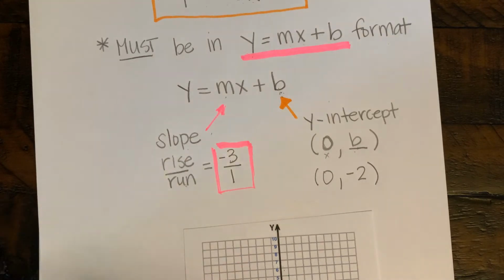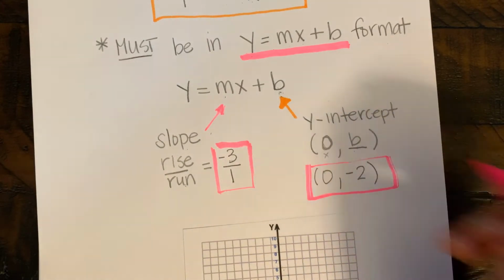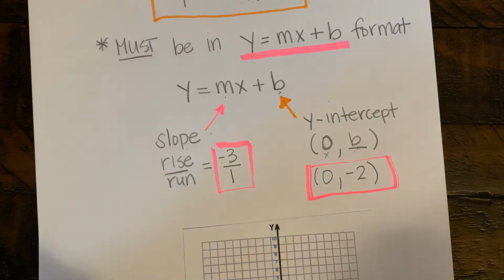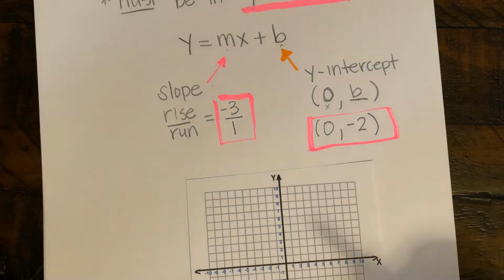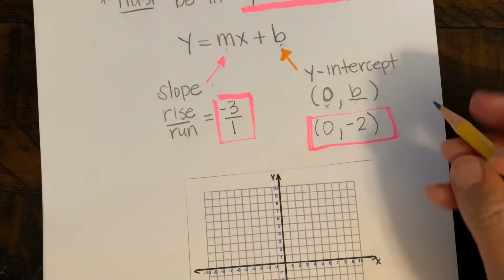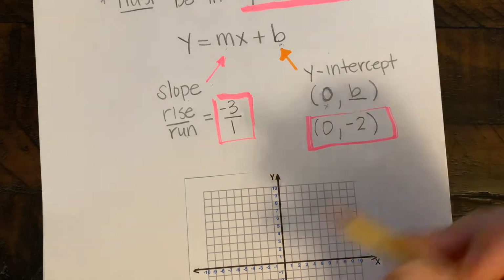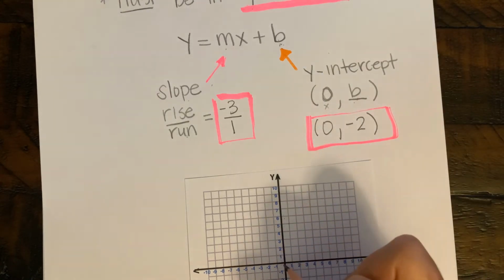Now I'm going to use these two pieces of information to graph my line. Okay, so let's go ahead and start. You always start with the intercept first. So I'm going to take my 0, negative 2, and I'm going to put that on the graph. So I'm at 0, and I'm going to drop down to negative 2.